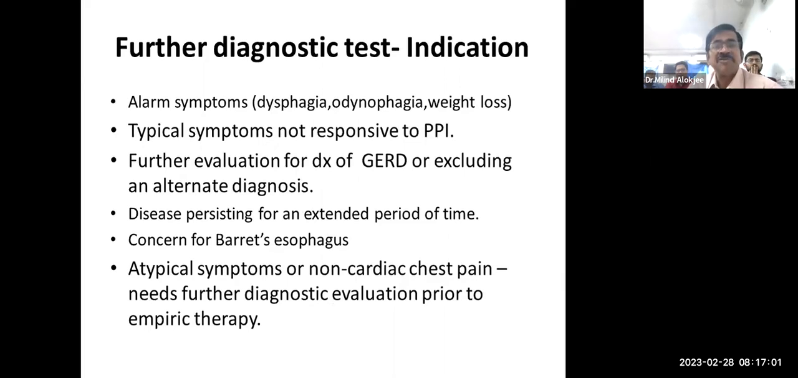So what are the indications for doing further testing in a patient with GERD? If the patient has alarm symptoms like dysphagia, odynophagia, or weight loss, or has typical symptoms but is not responding to PPI therapy, further evaluation is needed for diagnosis of GERD or excluding an alternate diagnosis. Also if the disease persists for an extended period despite PPI therapy. If there is a concern for complications like Barrett's esophagus, or atypical symptoms or non-cardiac chest pain, these need further diagnostic tests prior to empiric therapy.